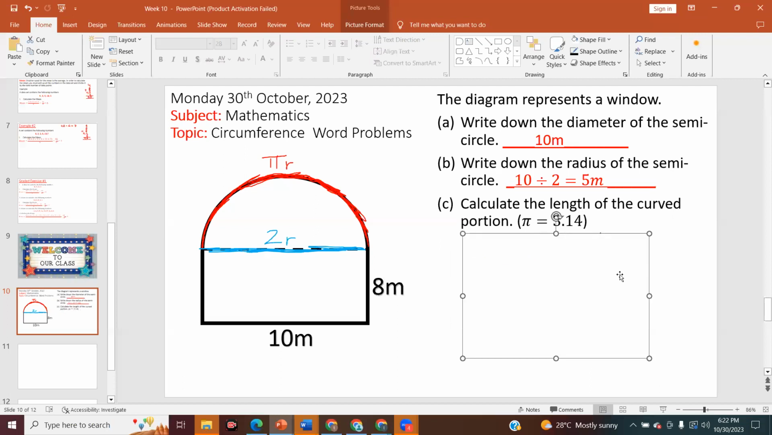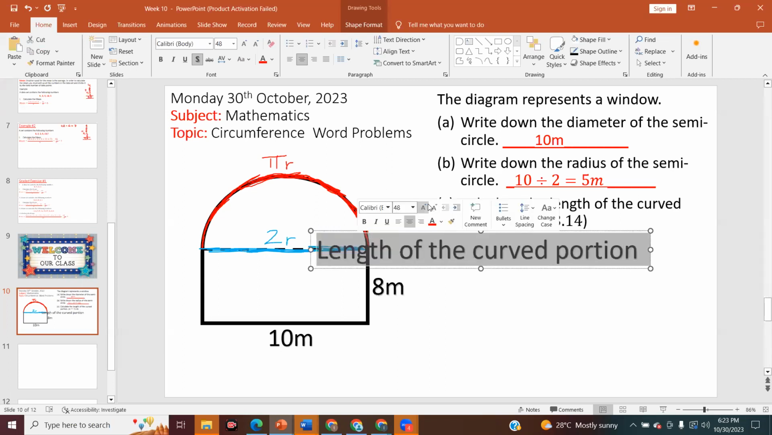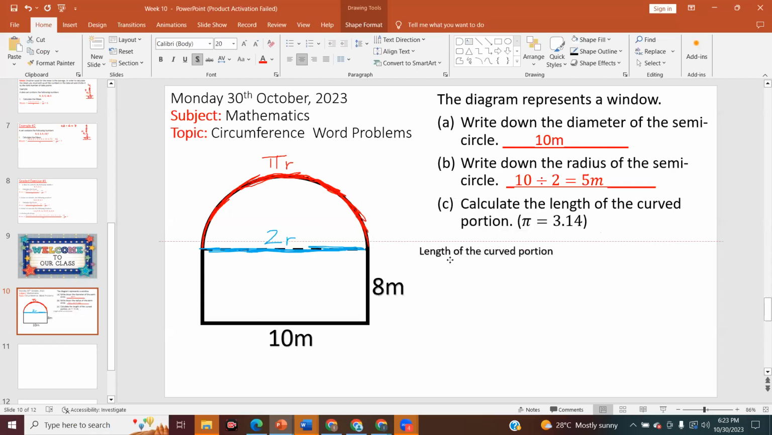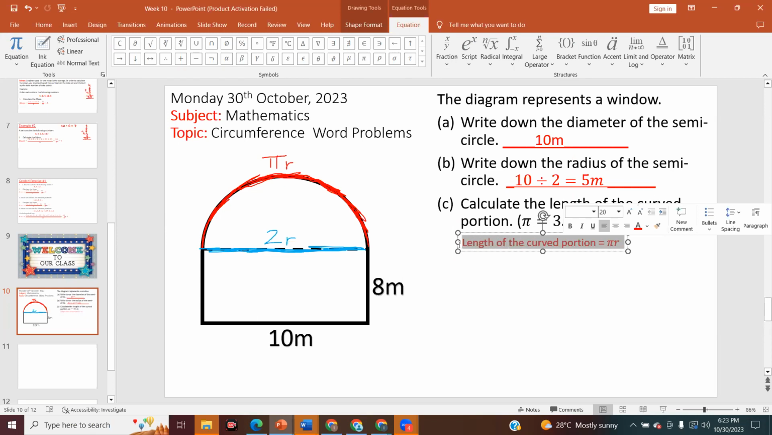So if we want the length of the curved portion, let me get a new page. The length of the curved portion is going to be equal to pi r.